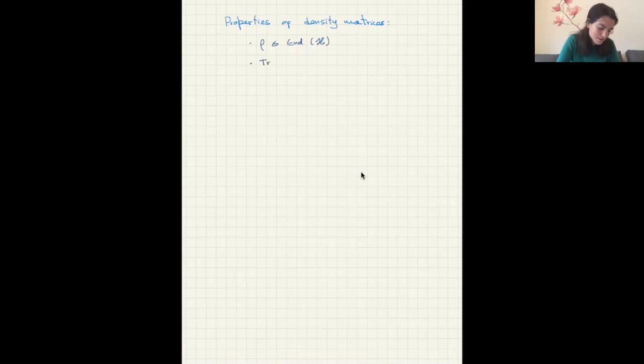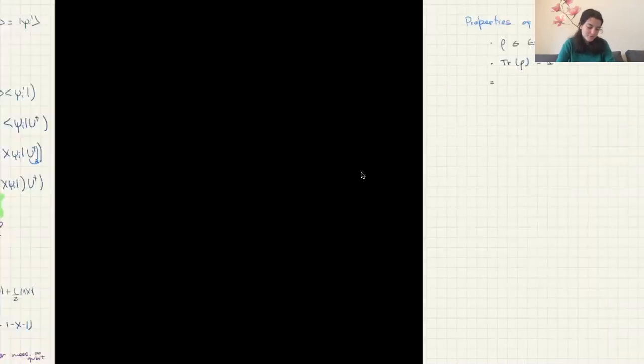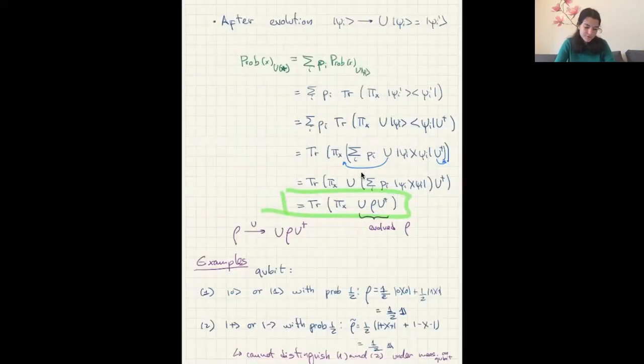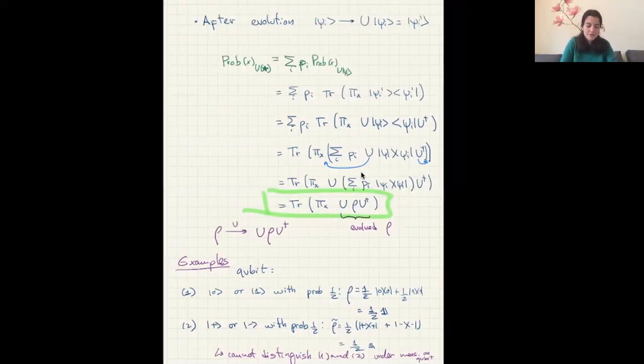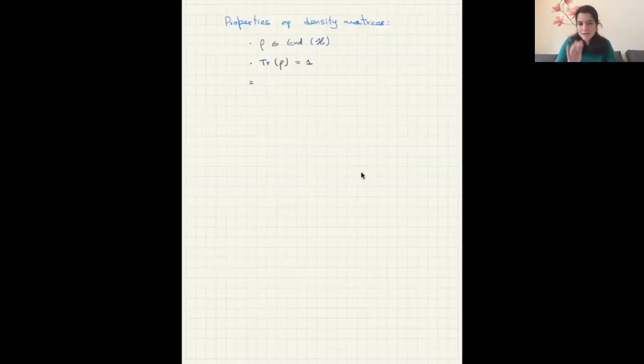The second one is that the trace of rho is always 1, right, because of the way we built them. So we start with the states, each of the states is normalized. The probability distribution is also normalized. In the end, you'll see that this is the case.